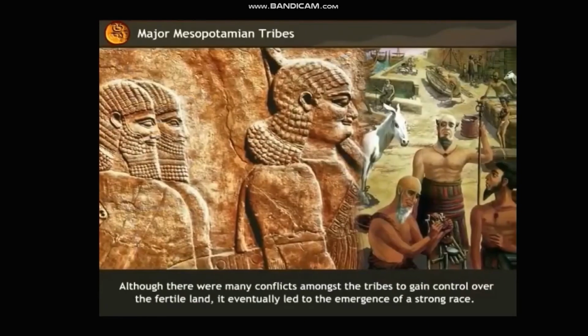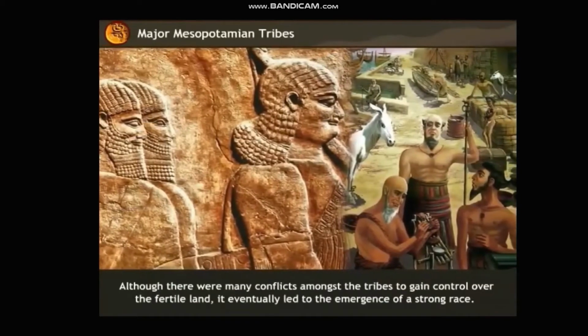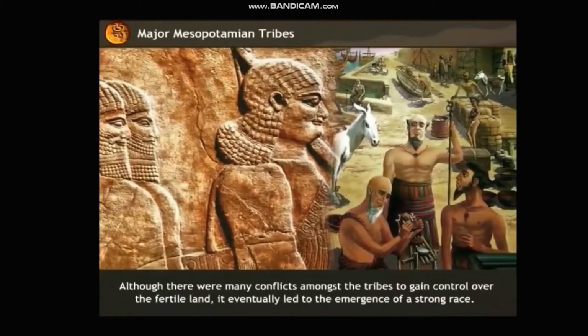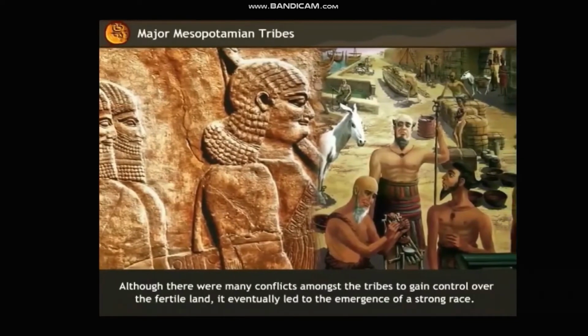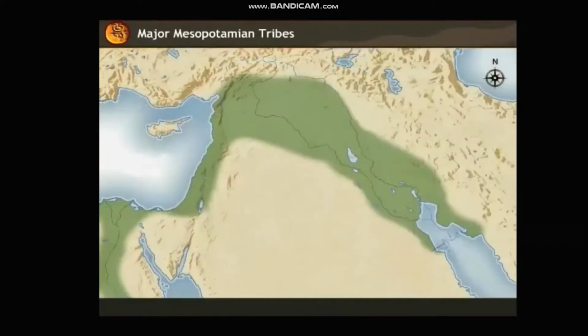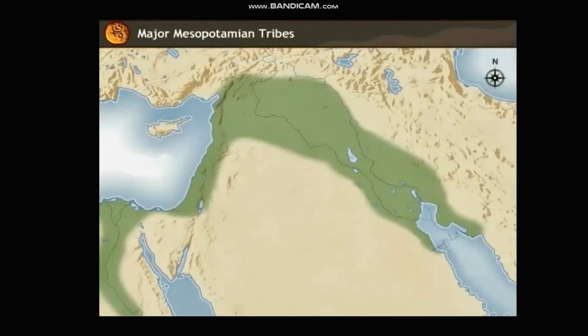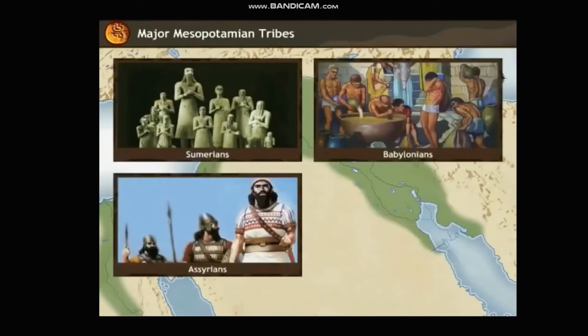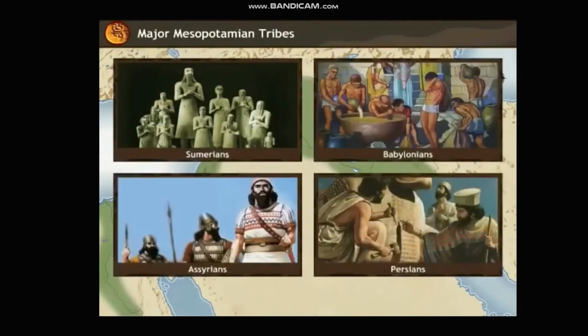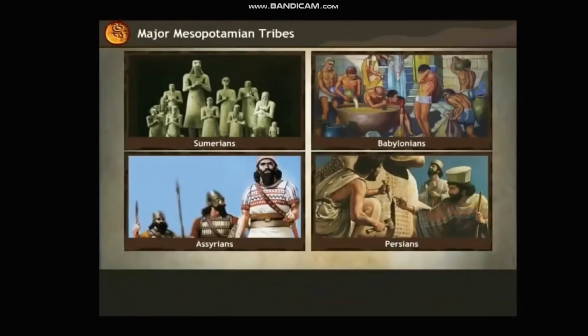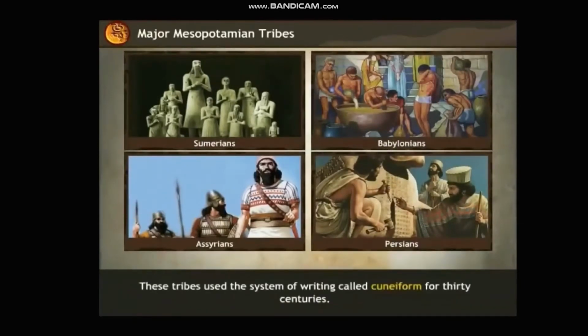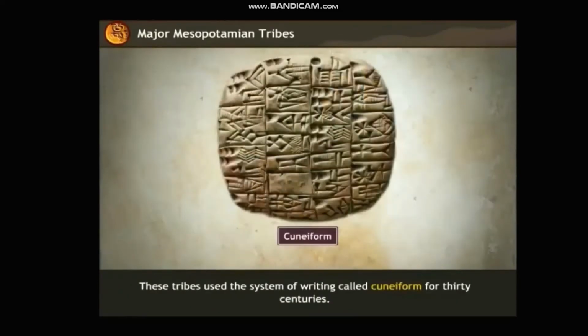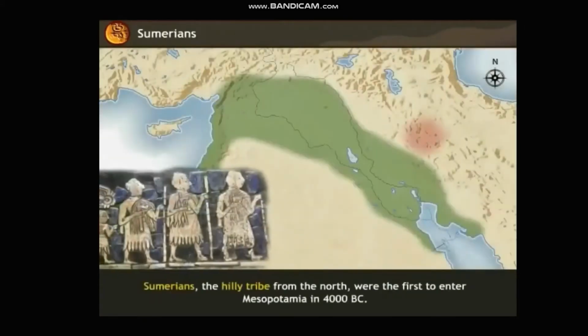Although there were many conflicts amongst the tribes to gain control over the fertile land, it eventually led to the emergence of a strong race. As a result, the Sumerians, Babylonians, Assyrians, Persians were ruling this Mesopotamian region. These tribes used a system of writing called cuneiform for 30 centuries.